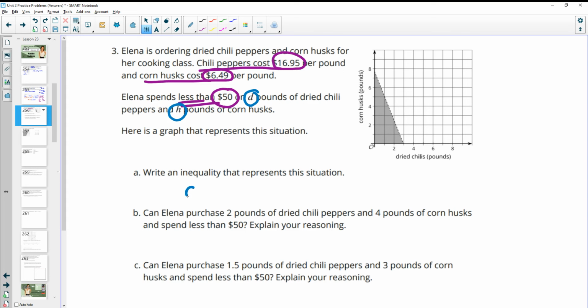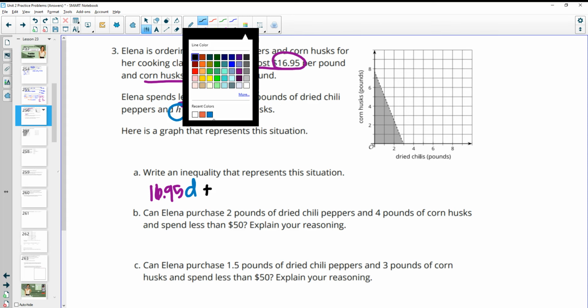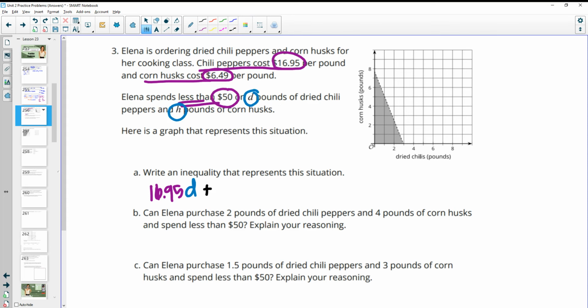So remember that we have a certain number of pounds of dried chili peppers, and those are costing us $16.95. And then we have a certain number of pounds of corn husks, which they're calling H, and the corn husks are $6.49 a pound. And then we need this to be less than, so she wants to spend less than $50, not equal to 50, but less than $50.